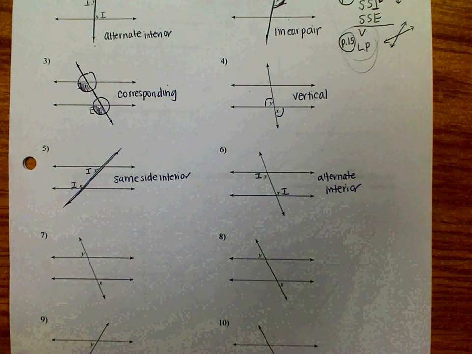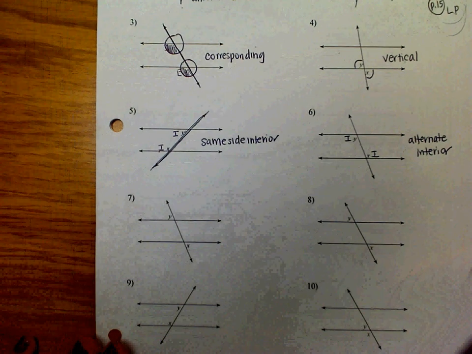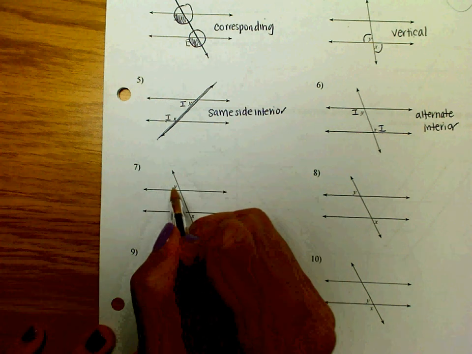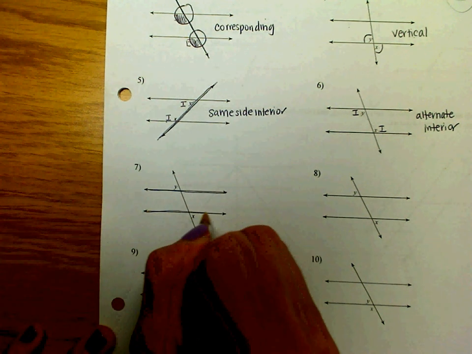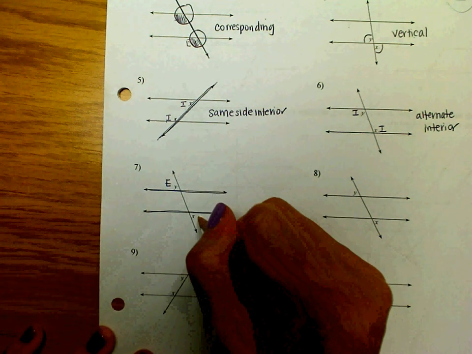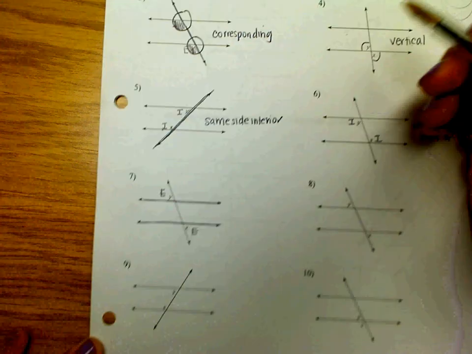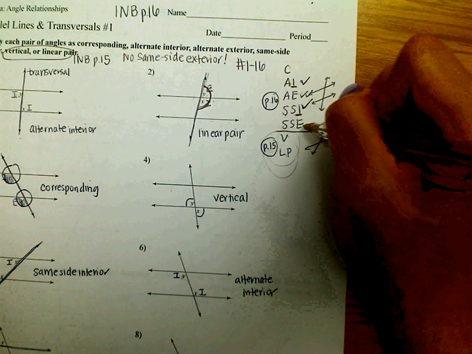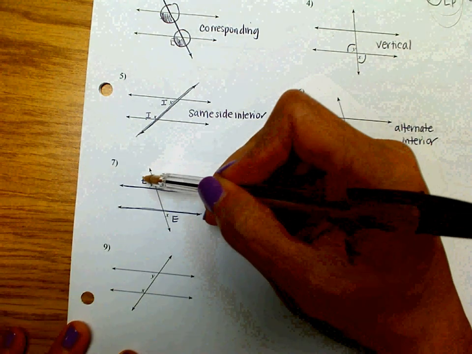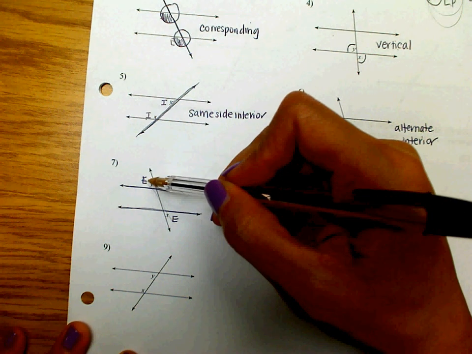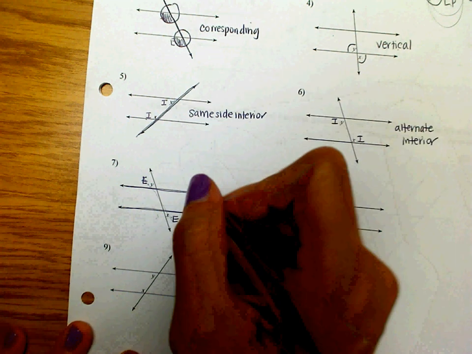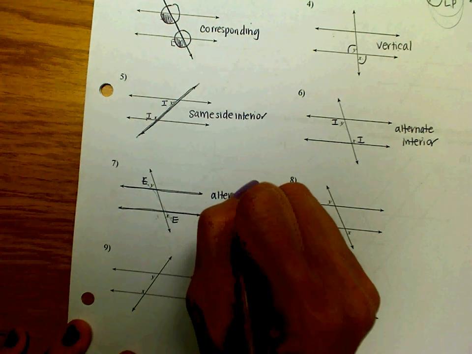Okay, number 7. Well, let's see where these are. They're jumping, so this one's outside the parallel lines. So this is in the exterior, and so is this one. Now, let's go to exterior. Is it alternate exterior or same side exterior? Alternate means they have to cross over the transversal. Same side means they don't have to, okay? So this is crossing over the transversal, so this is alternate interior.